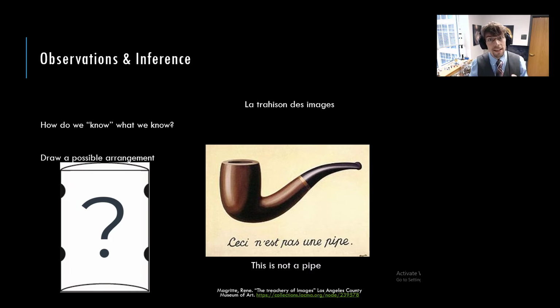We see the image, and in your mind, you're probably thinking about a physical three-dimensional object that you stick in your mouth, maybe pack with tobacco, smoke it, that kind of thing. But no, that's not what this is. And Magritte put specifically on the painting to remind us of this. This is not a pipe. This is an image of a pipe.